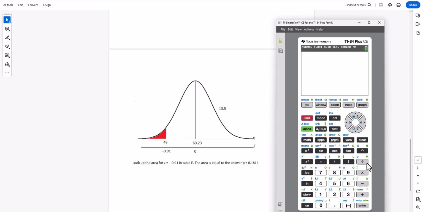We type second, VARS, option 2. Now this lower value will be an extreme value out to the left side. It's a very small number. So we select negative 10 to the 99th power. And then the upper value is negative 0.91. And then we click paste, hit enter one more time, and we can round the answer to 0.1814.